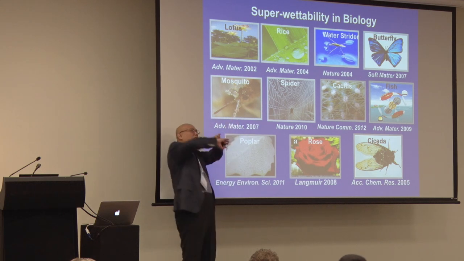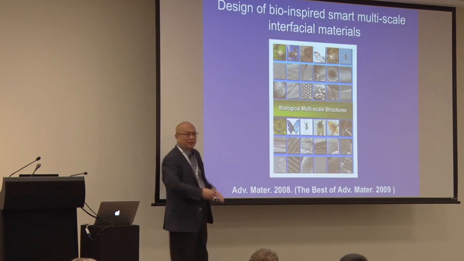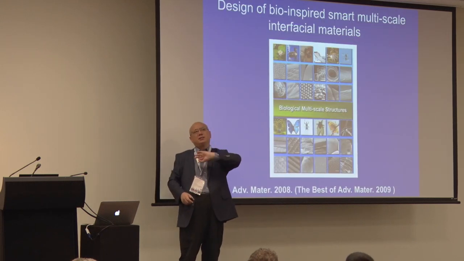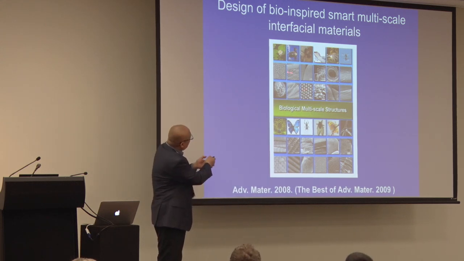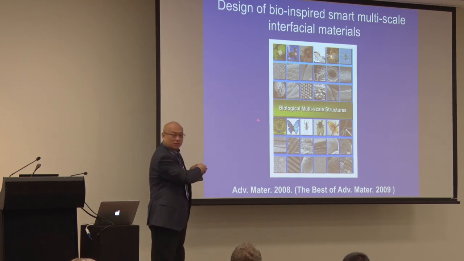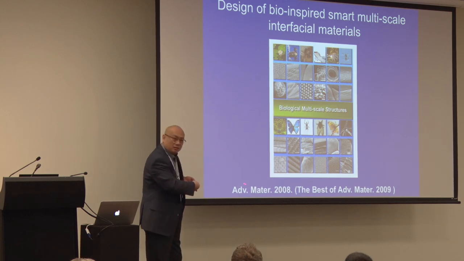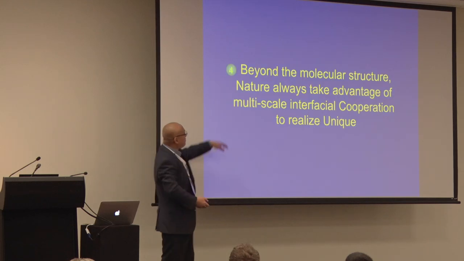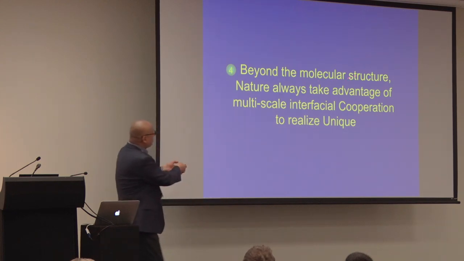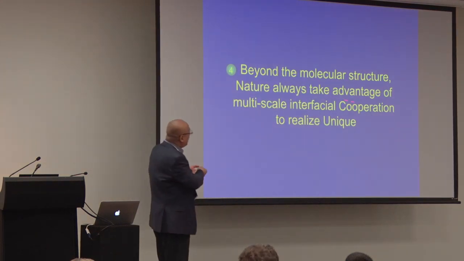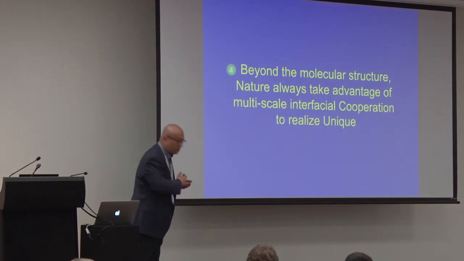And then, we searched many biological systems. One important thing: they are playing a game in hierarchical structures, with unique properties from the macrostructure, nanostructure, and molecular structure. The fourth rule for learning from nature is that beyond the molecular structure, nature always takes advantage of multiscale structure interfacial cooperation to realize unique properties.